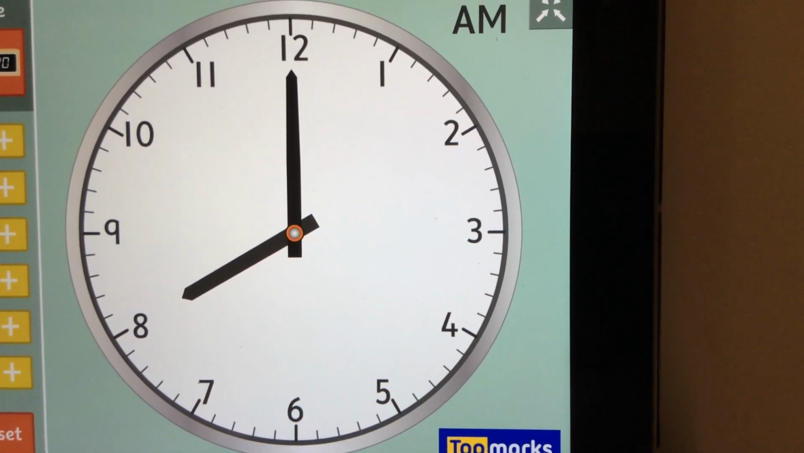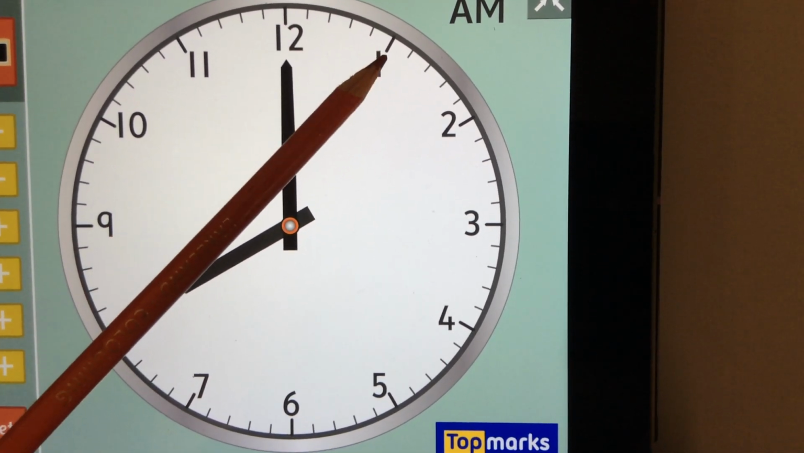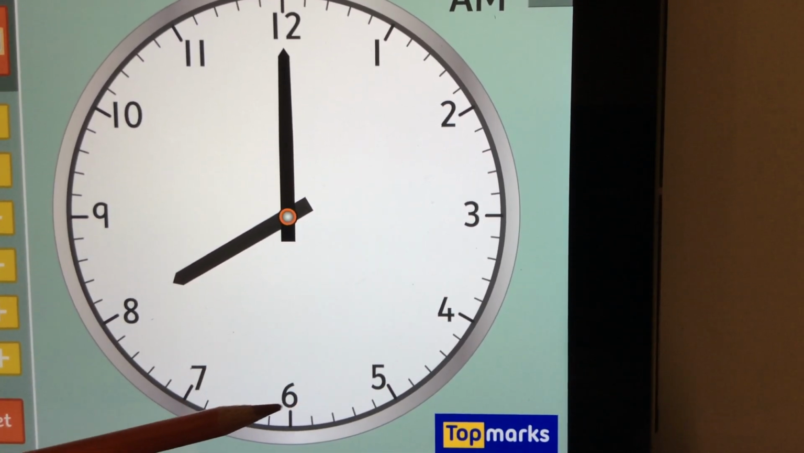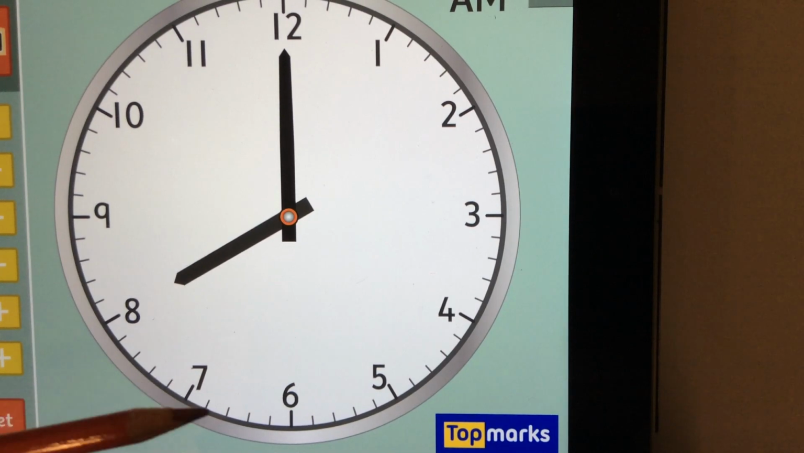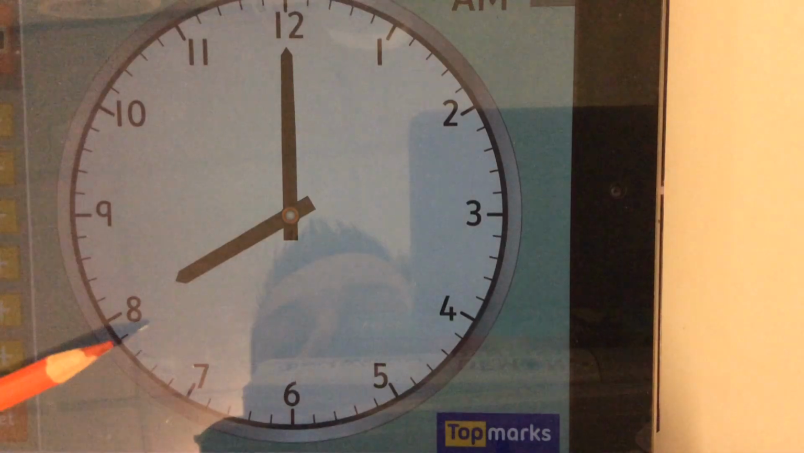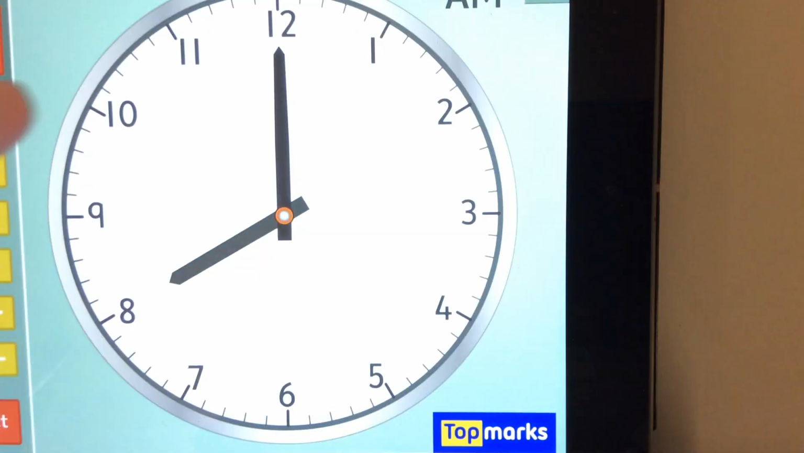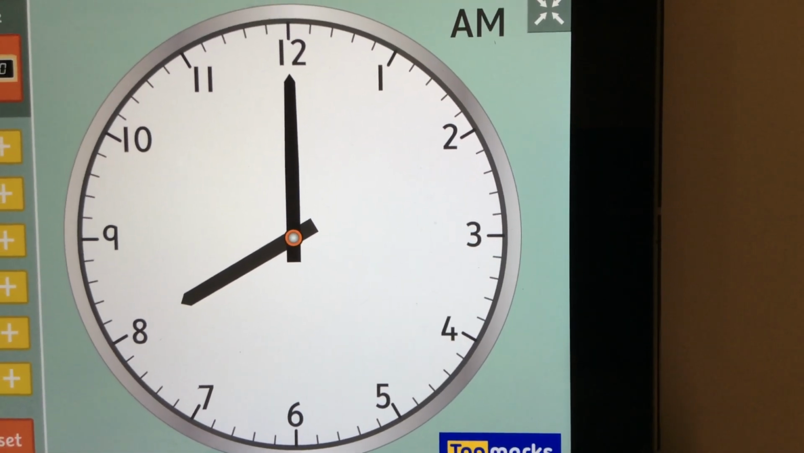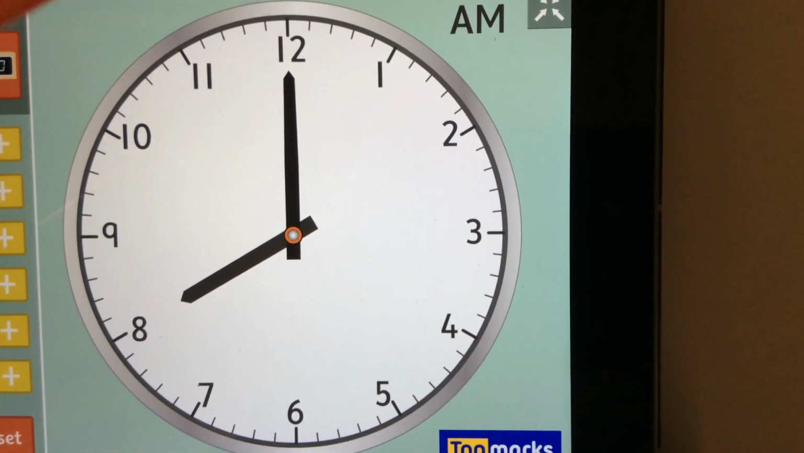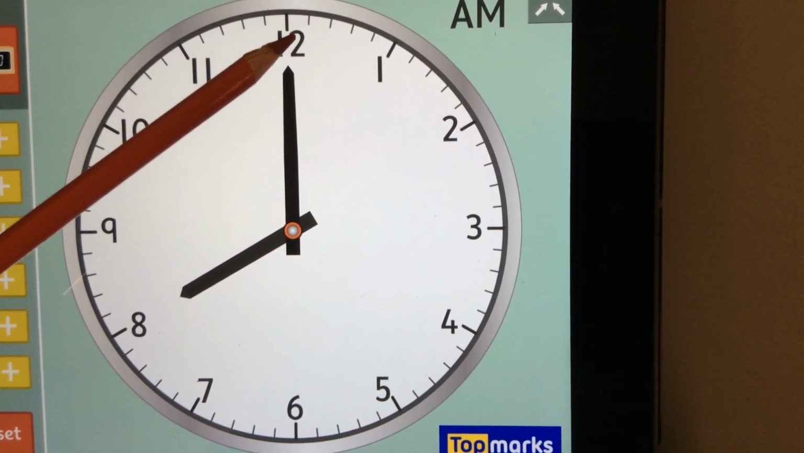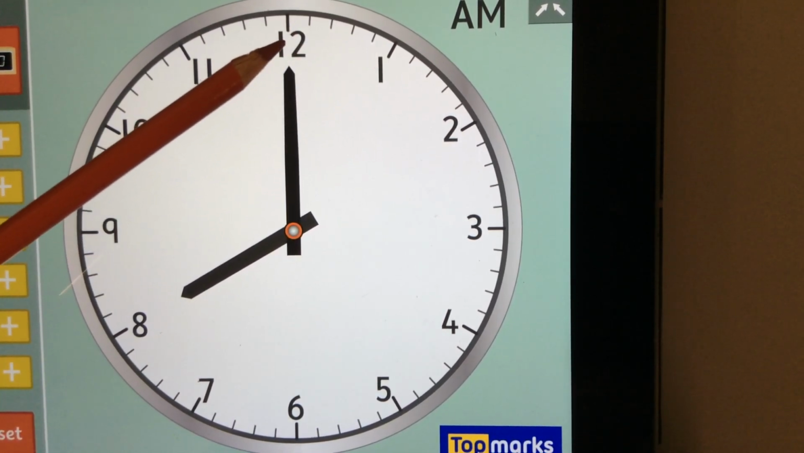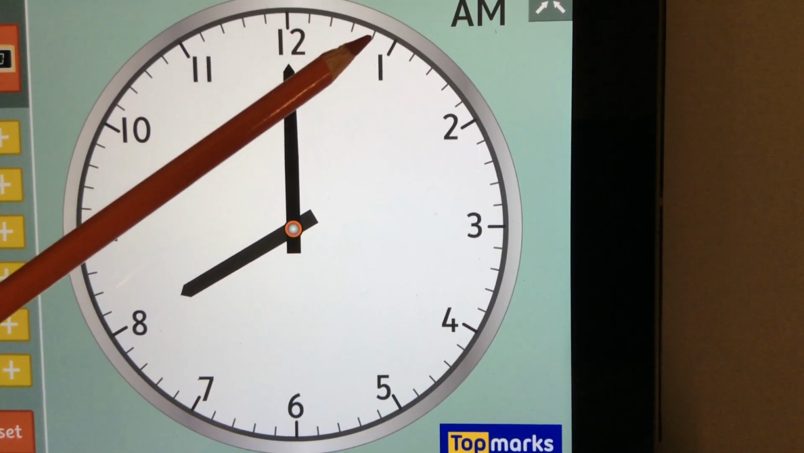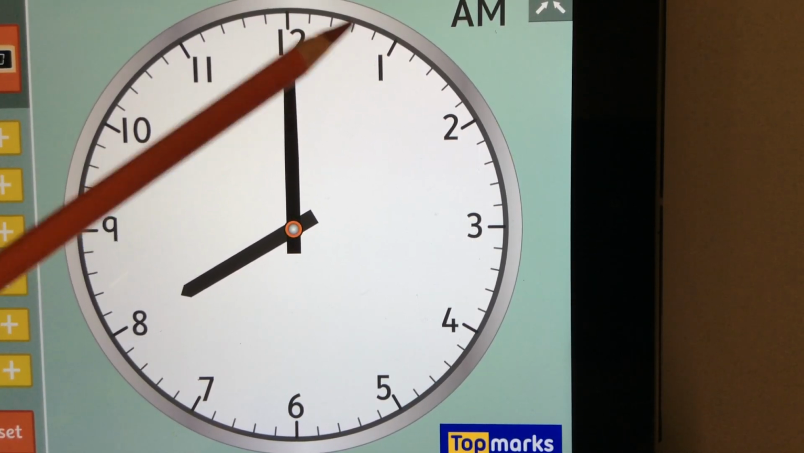Let's see if it still makes 60 as we go around. 5, 10, 15, 20, 25, 30. Yep, I seem to remember it was 30 before, so yep, good. 35, 40, 45, 50, 55, 60. So, yep, it does. It makes 60 minutes all the way around, and we now know in between each of these numbers is 5 minutes. And that's indicated as well by these slightly bolder and larger lines.